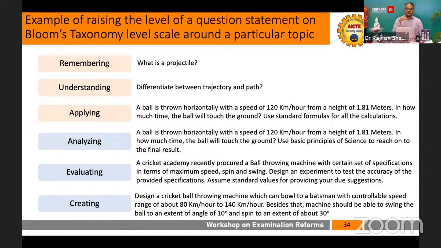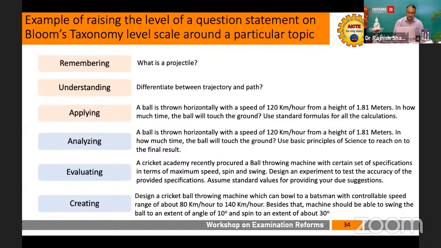Then he should understand the difference between trajectory and path. Then we are slowly raising the level of the question: a ball is thrown horizontally with a speed of 120 km/h, and the bowler is say 1.81 meters tall. In how much time will the ball touch the ground? Use standard formulas for all the calculations. So it is applying level of Bloom's taxonomy.